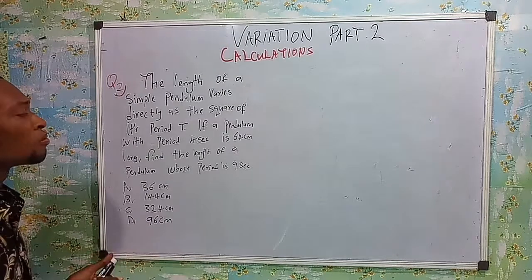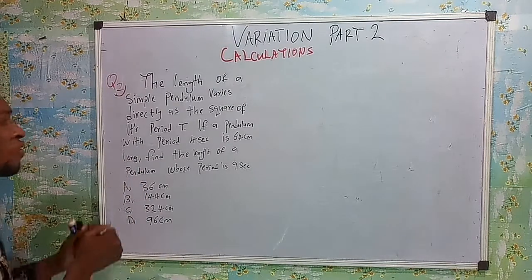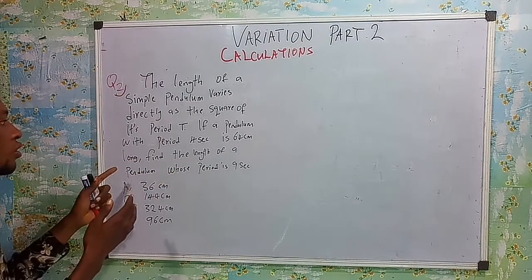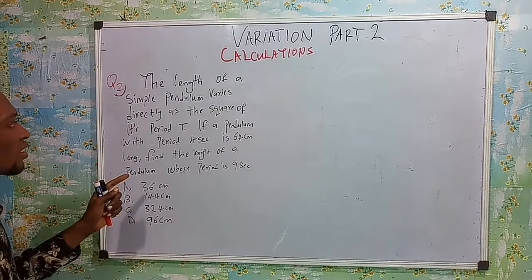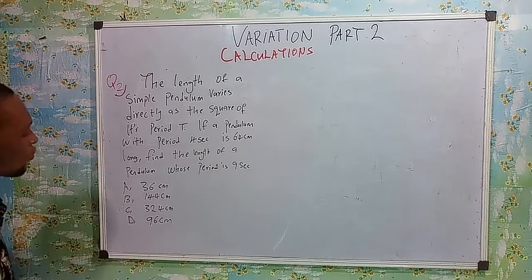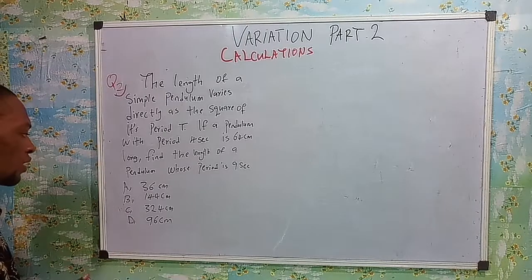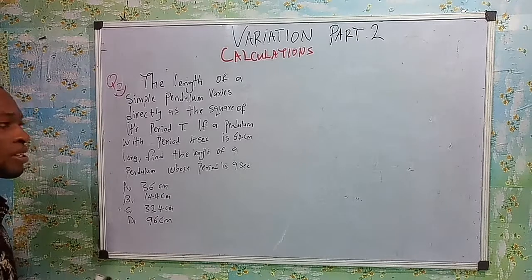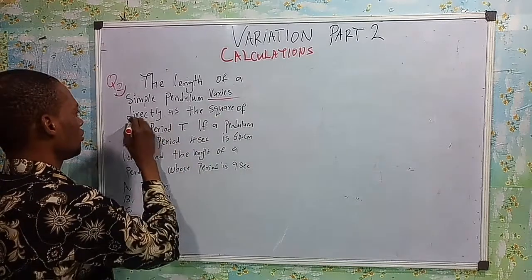The length of a pendulum varies directly as the square of its period. If a pendulum with period 4 seconds is 64 centimeters long, find the length of a pendulum whose period is 9 seconds. A, 36 cm; B, 144 cm; C, 324 cm; and D, 96 cm. Now, varies directly.